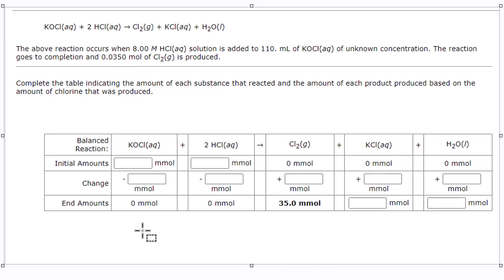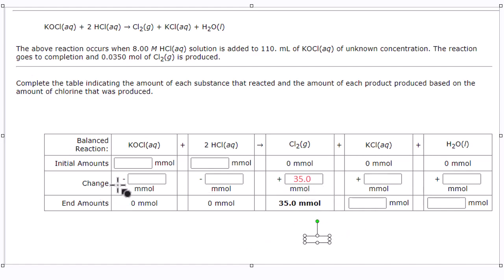Now, how do we find out about everything else? That's really all we know here. We've got a balanced reaction, and we've got 35 millimoles of chlorine. Well, again, our ICE table: initial, change, and end. And we know that if you have two values, you can find a third. In this case, the only place where we have two values is the chlorine gas that we didn't have to start with, but got 35 at the end. So logically, there must have been 35 millimoles of chlorine gas produced.